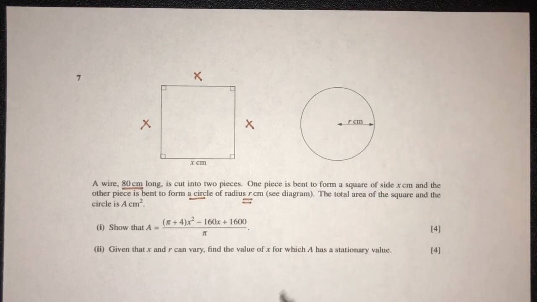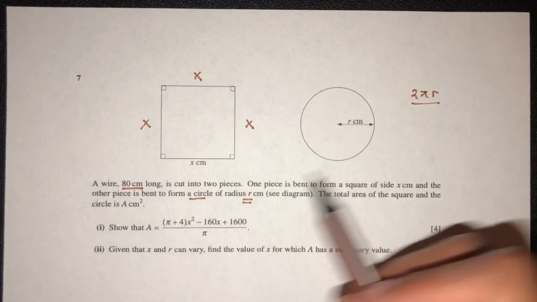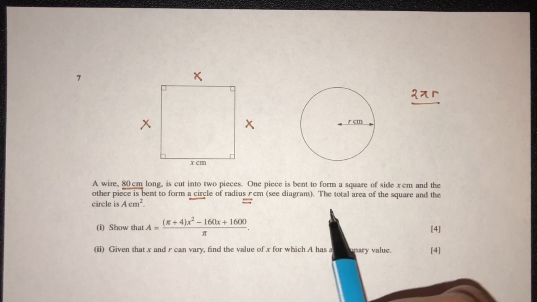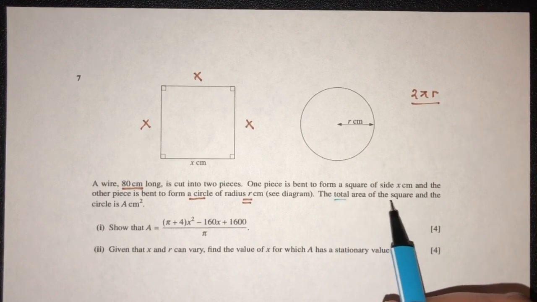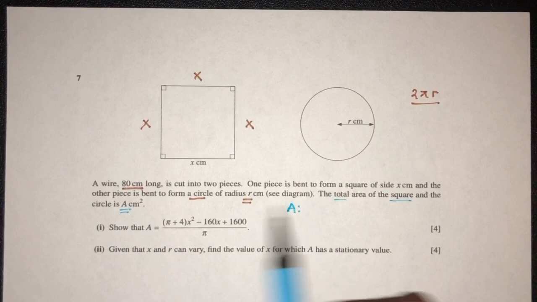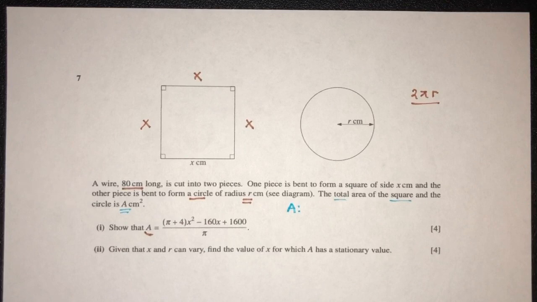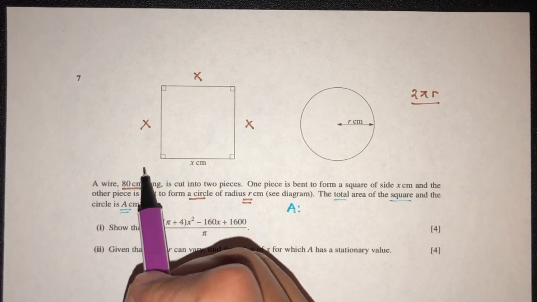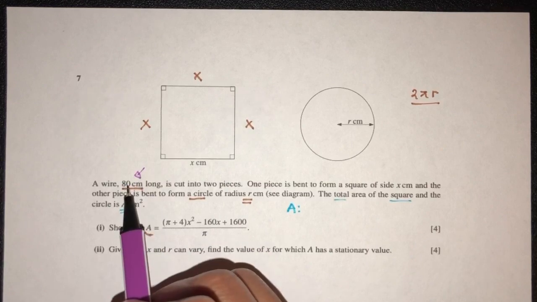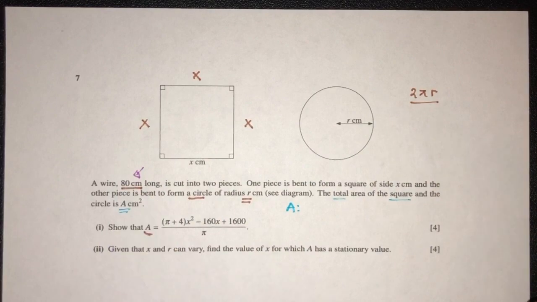So circle of radius r, what is the circumference of a circle? That will be 2 pi r. Okay, that will be the circumference of a circle. Now, the total area of the square and the circle is A. So we have to show A is equal to this. Before we proceed to show that, we have to first use that information. The total length of the square and the circle will be 80. So let's find that out.